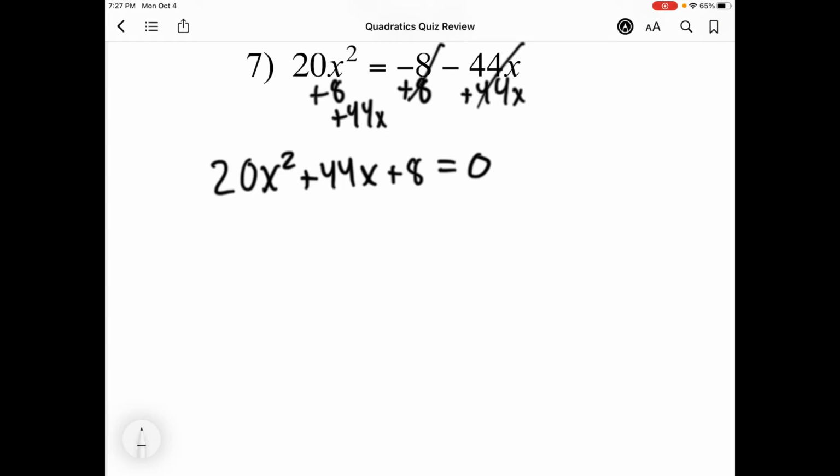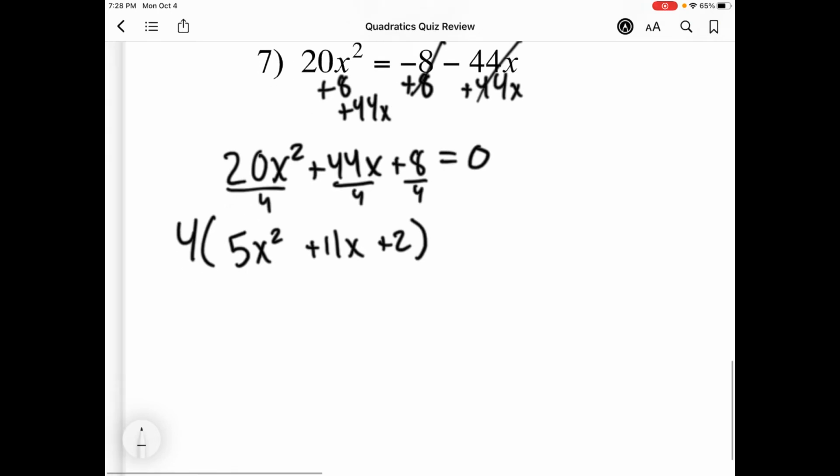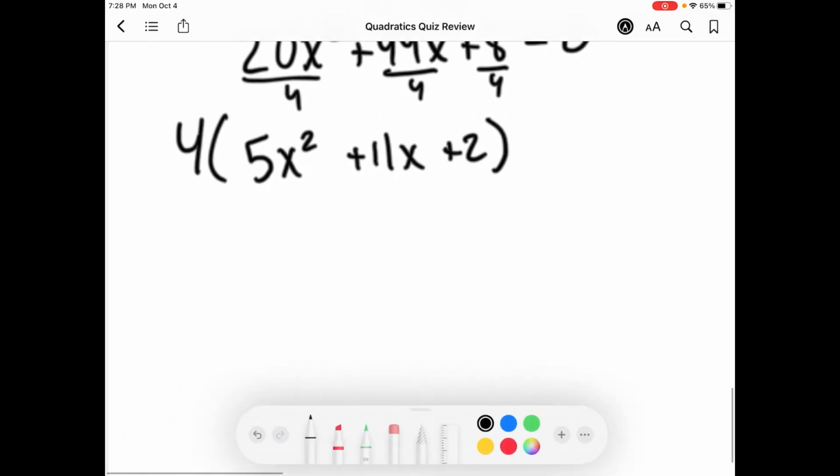So 20, 44, and 8, are they all divisible by something? They're all divisible by 4, right? So we're going to factor out a 4, meaning we write 4 parentheses, and then we divide everything by 4 and just write what's left over. So I have 20x squared divided by 4, which is 5x squared. Next I have 44x divided by 4, which is plus 11x. And then I have 8 divided by 4, which is just plus 2. Okay, so we just factored out the greatest common factor.